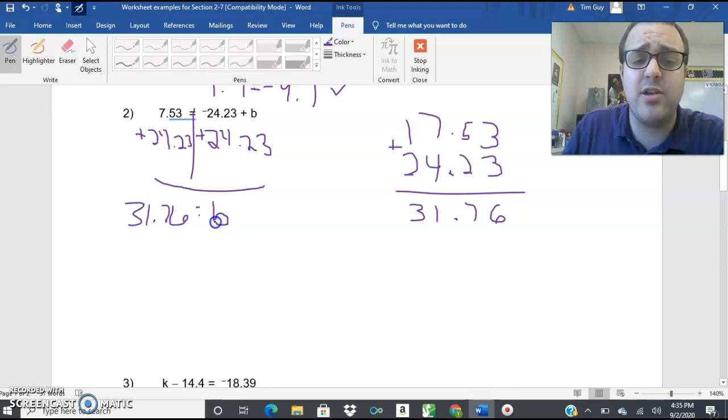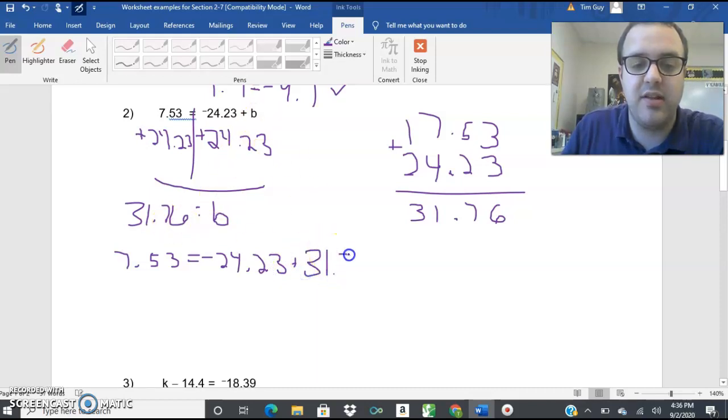And again, I want to go ahead and do that check step. So I want to make sure that 7.53 actually equals negative 24.23 plus, and then we put the 31.76 in for B. And if you do that addition, you will get 7.53 on the other side. So those are equal, and I'm good to go.